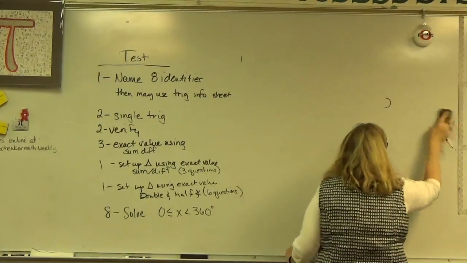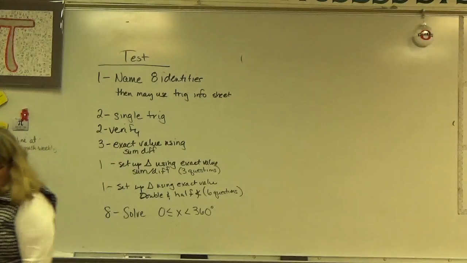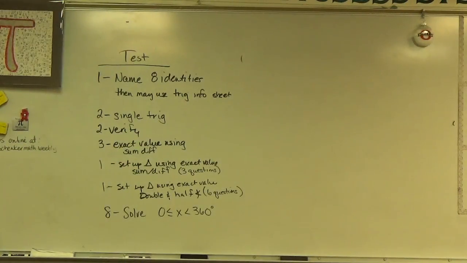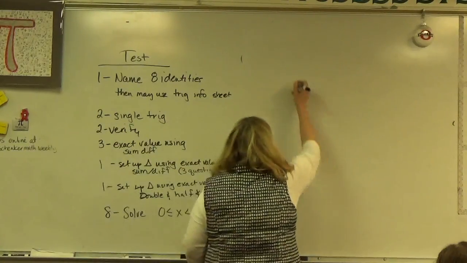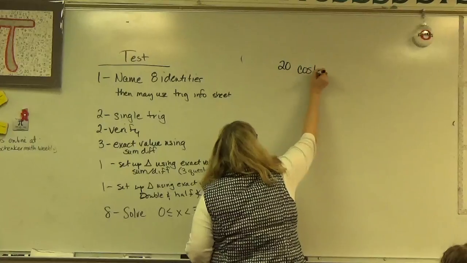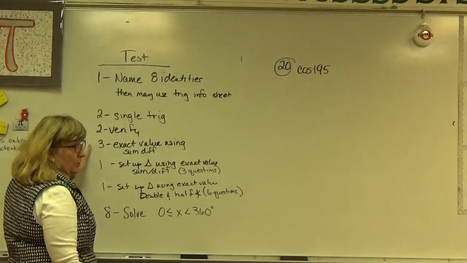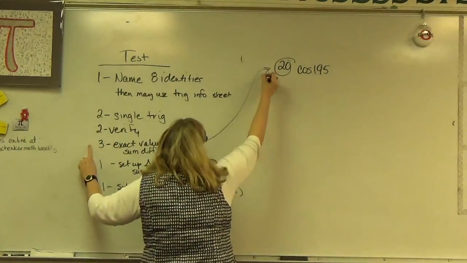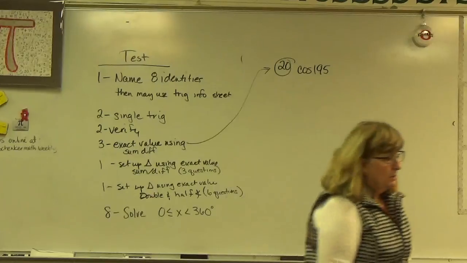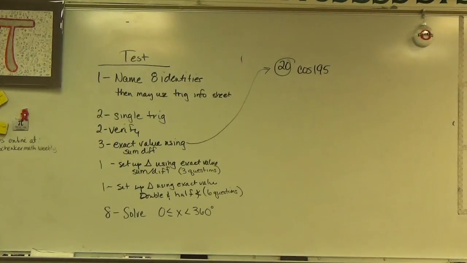Let's see if there's one in the book that's similar. Oh, they're half angles on the top of page 479. Here we are. Cosine of 195. So this is an example of this one right here, okay? So this is where you make use of this. Which of those would you add or subtract to get 195?